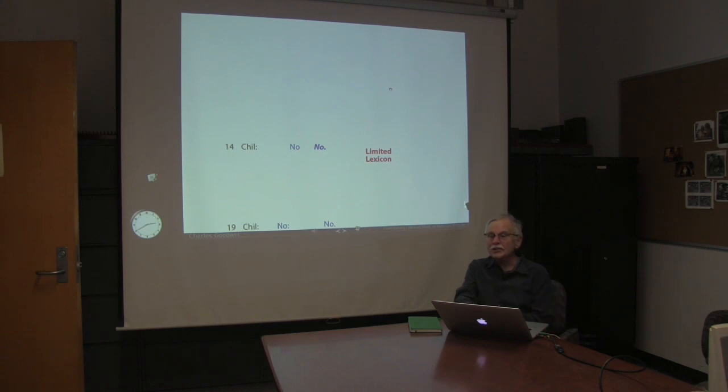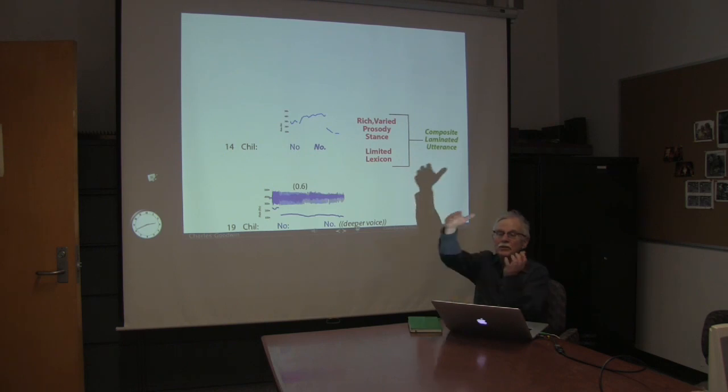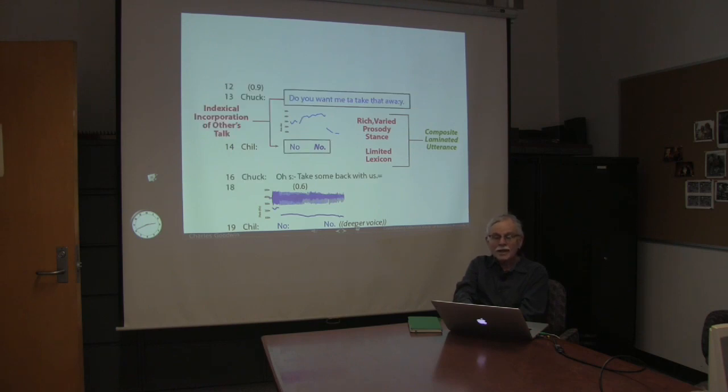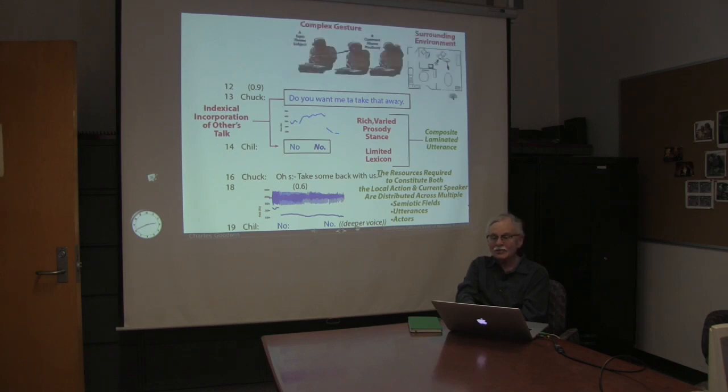Okay, so how does he build action? How can somebody with just a limited vocabulary produce complex action? He's got a limited lexicon, but then he's making, and I'll elaborate this more, composite laminated utterances. He builds utterances by laying different parts together, like the prosody and the semantic structure. He's also able to incorporate the talk that was produced by somebody else. And then the resources required to constitute both the local action and the speaker are distributed across multiple semiotic fields, utterances, and actors. He's also got complex gesture, and he's relying upon the very active work of his interlocutors.